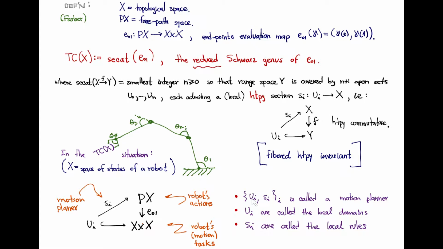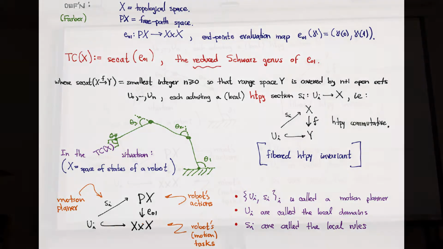So this is essentially the motivation, and here is some convenient notation. The system of open sets and local sections is going to be called the motion planner. Each of the U_i will be one of the local domains of the motion planner, and each section will be called a local rule for this motion planner.